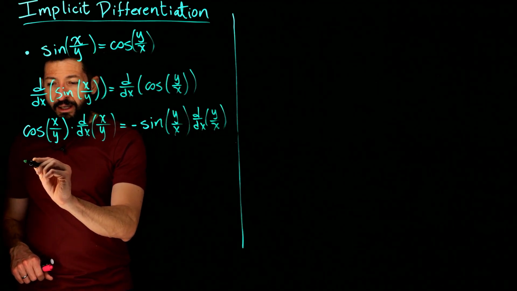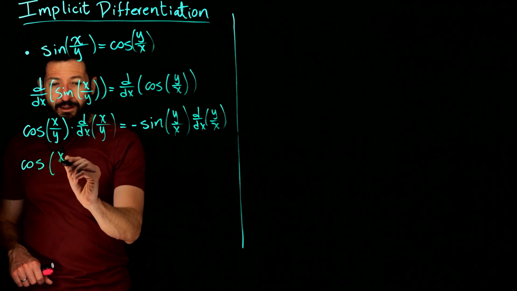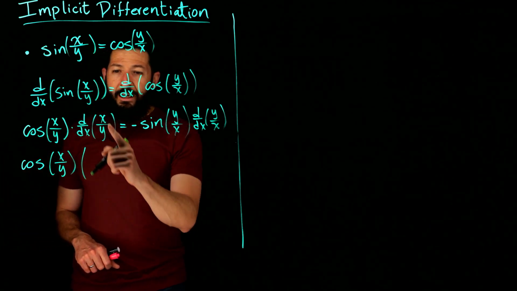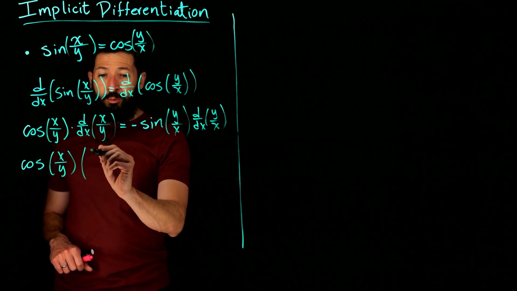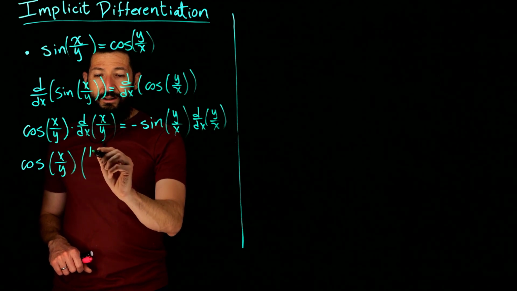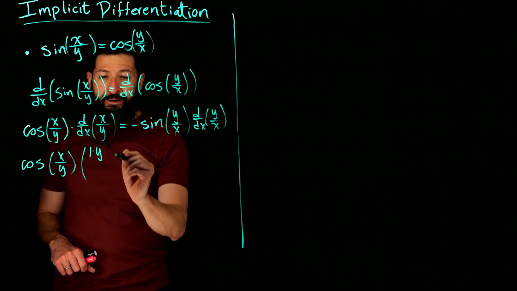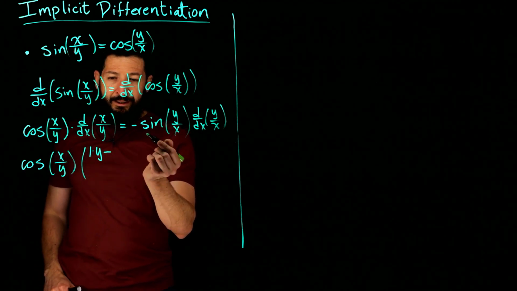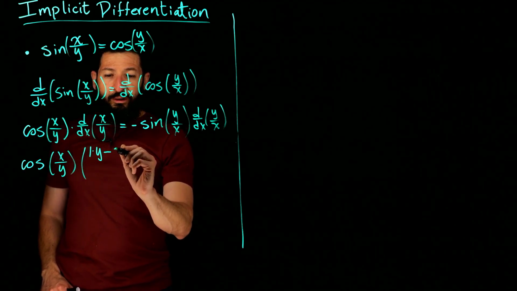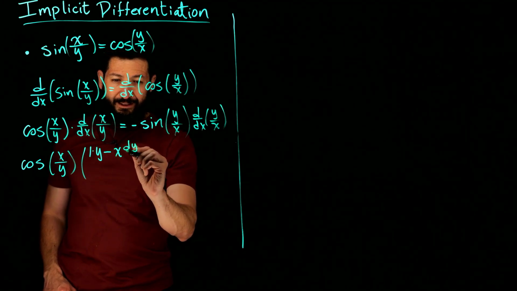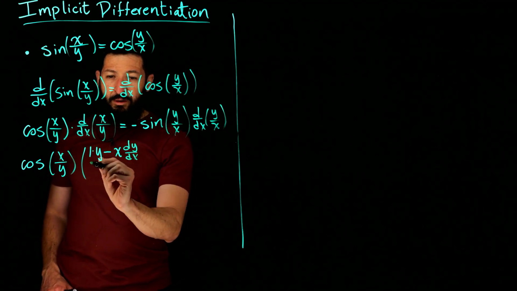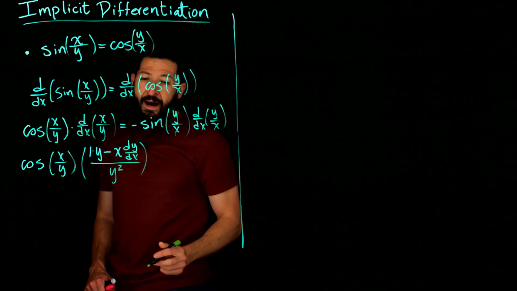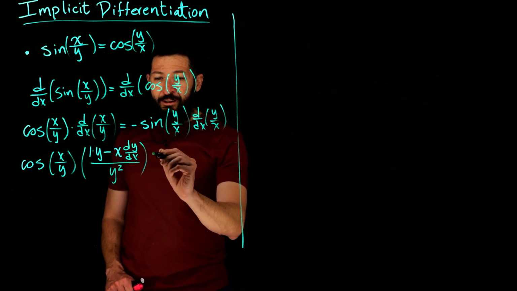So we're going to have cosine x over y, and then we get times the derivative of the numerator, which is 1, times the denominator, y, minus the derivative of the denominator, dy by dx, times the numerator, so x dy dx, all over the denominator squared. So the same thing here.